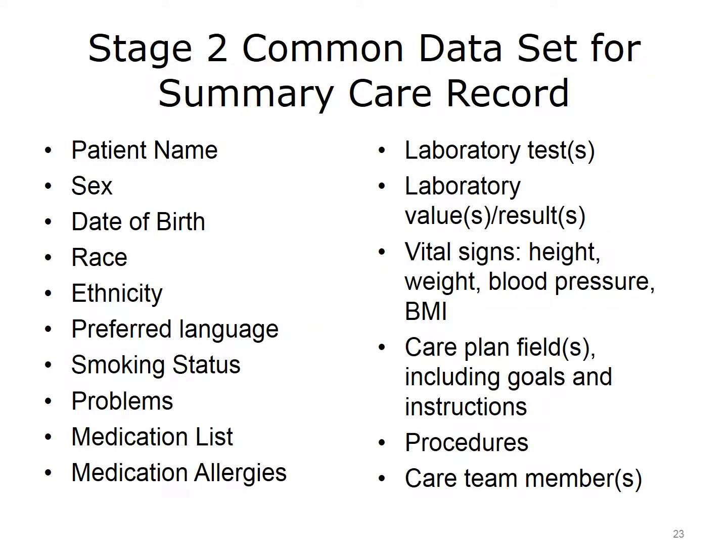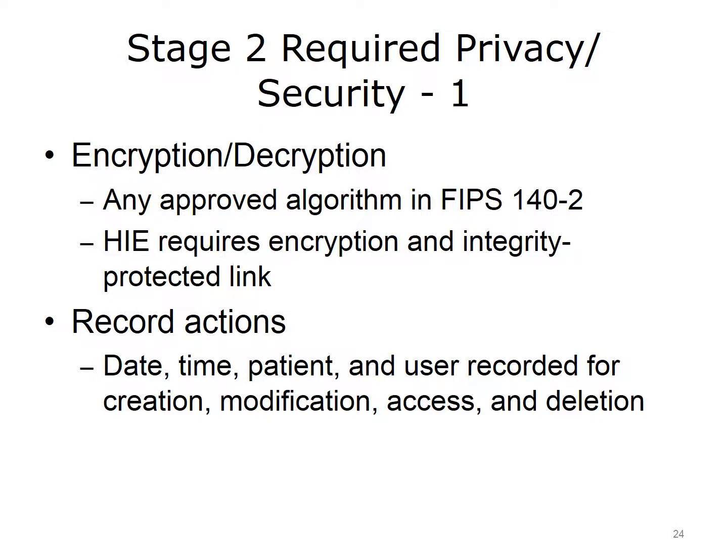Stage 2 also specified a common data set for the summary care record. This was the minimum amount of information that could be included in a patient's transmitted summary care record. The elements of the data set are listed on this slide. Stage 2 also introduced some privacy and security measures.